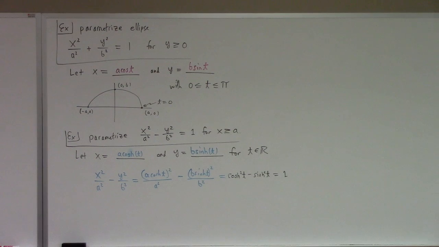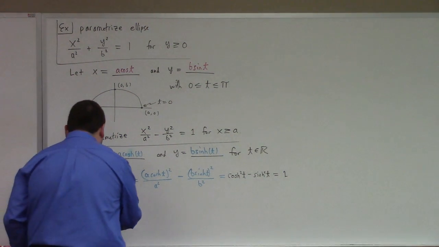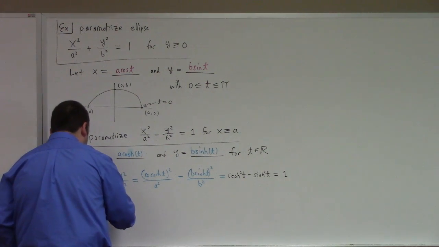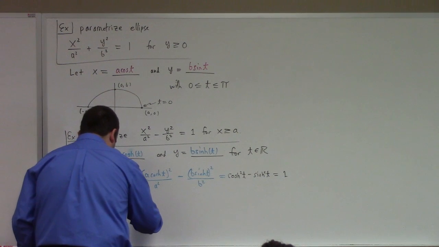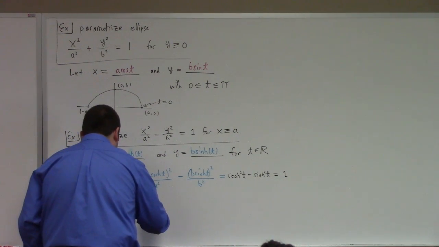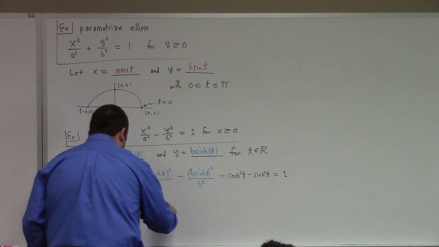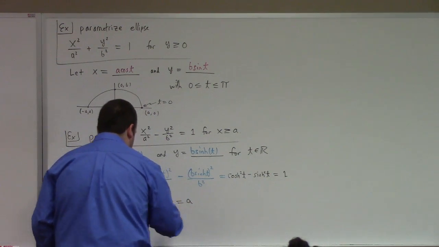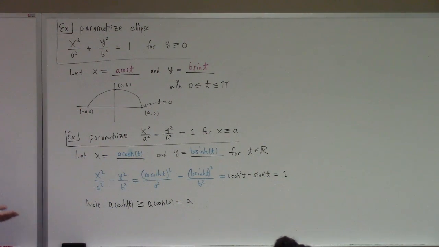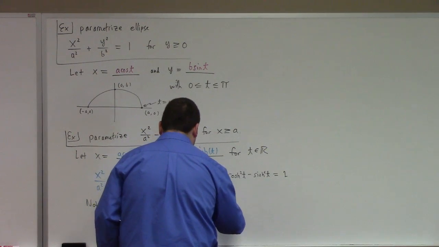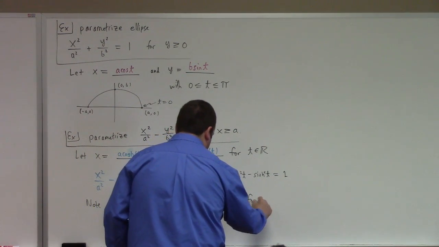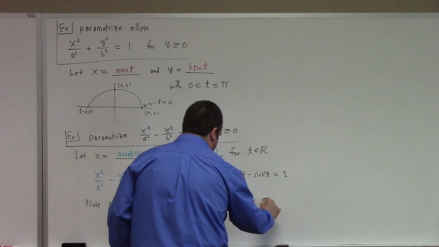Now the rest of it: how do I know it covers that part of the hyperbola? Notice a cosh t is greater than or equal to a times the cosh of 0, which, by the way, is equal to a. Cosh of 0 is 1. That's the smallest value that cosh takes. We know that from our study of hyperbolic cosine before. So, in other words, x is greater than or equal to a for our path.